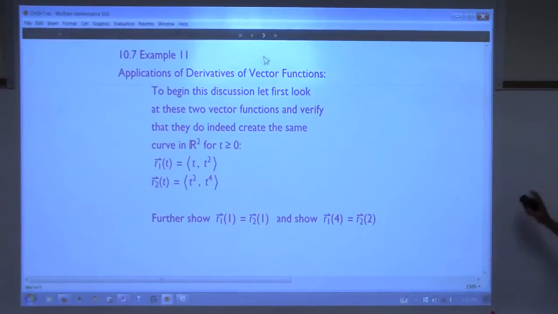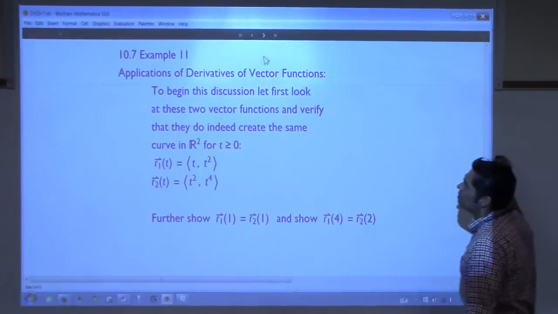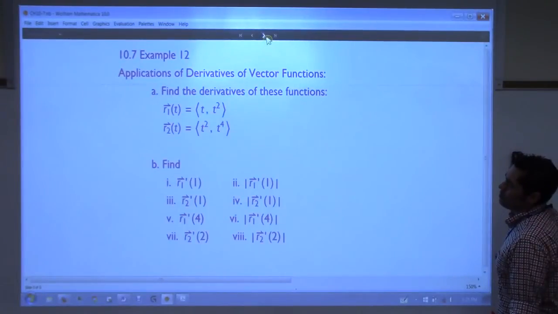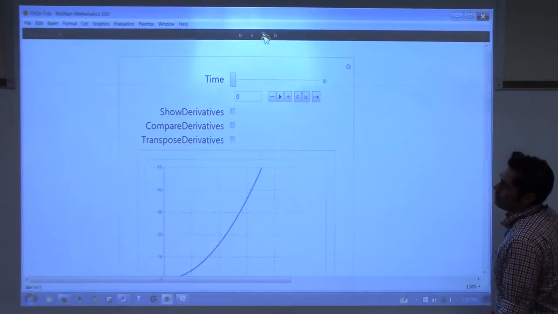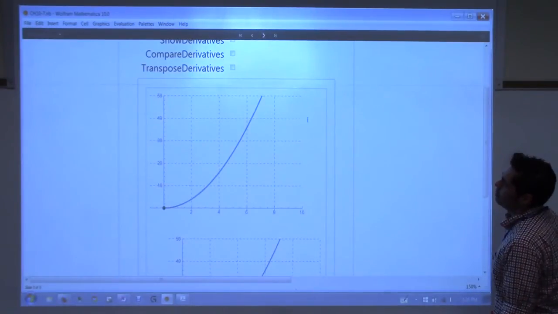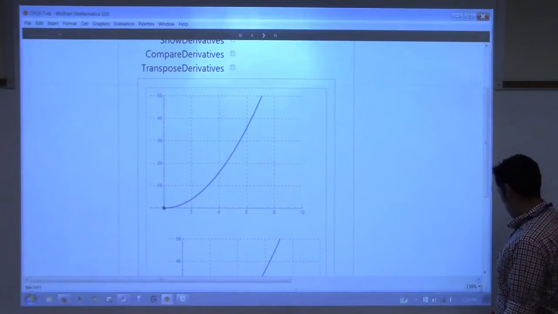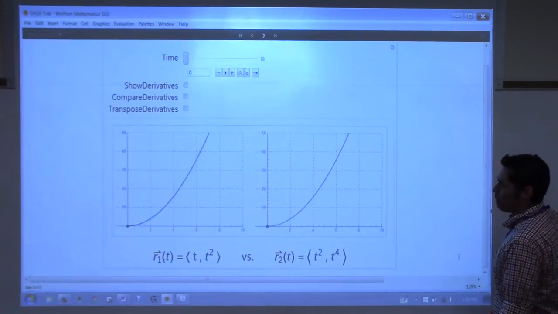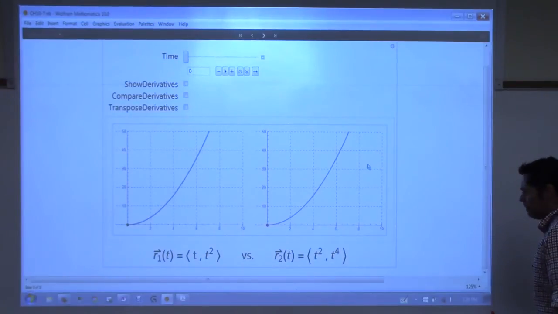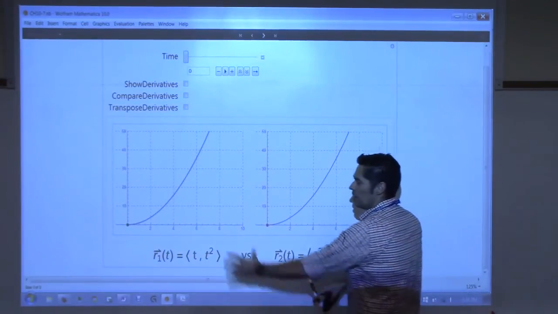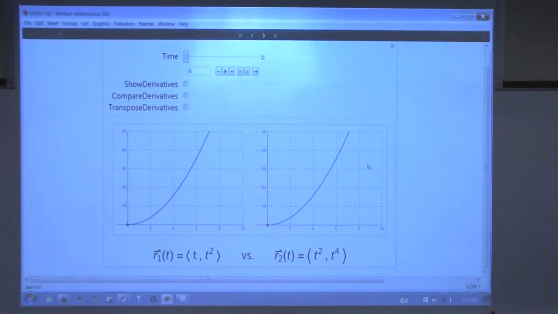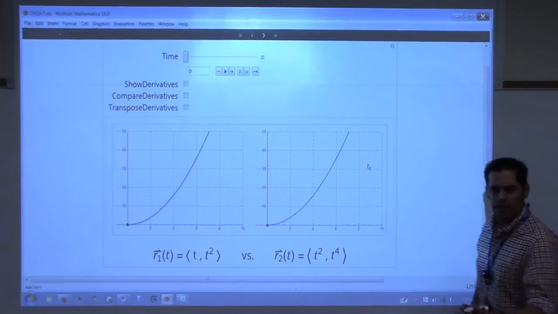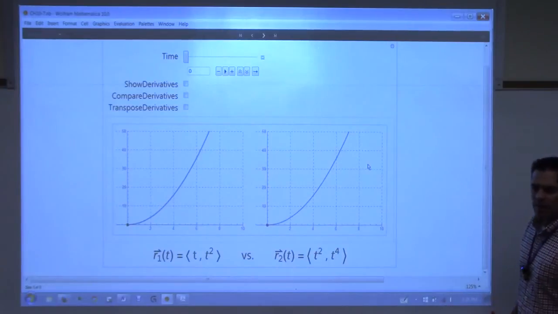I'm going to show right now, just by convincing you with a picture, I'm not going to go through this whole example. You can do that on your own if you'd like. I'm just going to show you the picture. There we go. So we're having a little comparison. Here's R1 of t. Here's R2 of t. I've had the computer graph them for me. Do they look to you to draw the same exact curve? It looks like it, right? And I'm going to tell you, yes, it is true. They will draw the exact same curve.